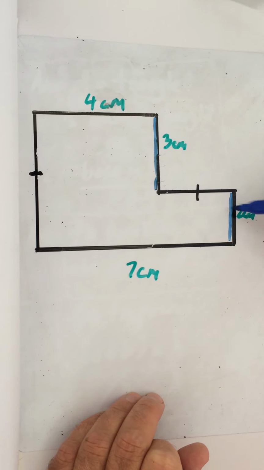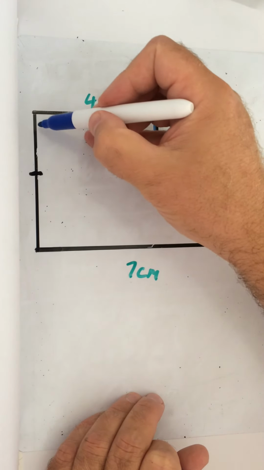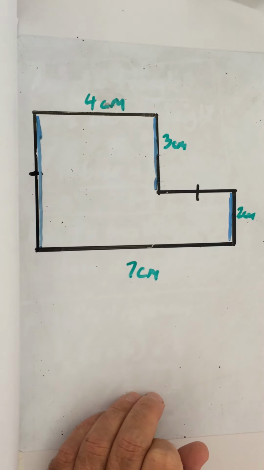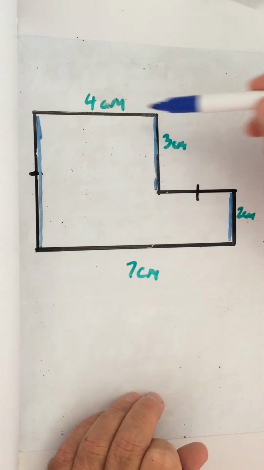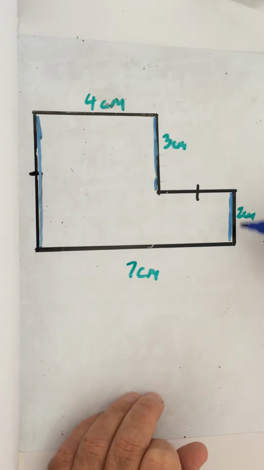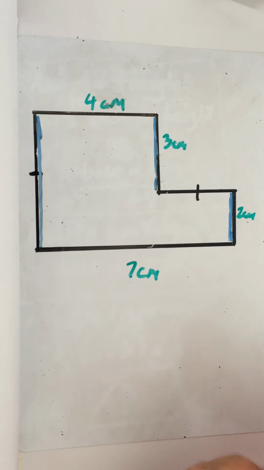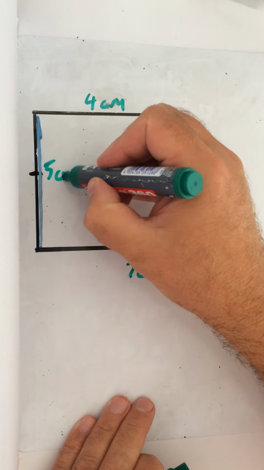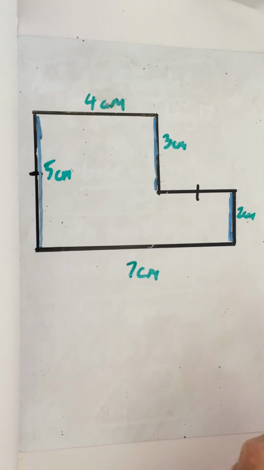So this blue line here and this blue line there will equal along here, our missing line, because these are all at right angles with each other. We're made up of rectangular shapes. So this 2 here and this 3 makes this one 5. So this one is 5 centimeters. That line is 5 centimeters there.